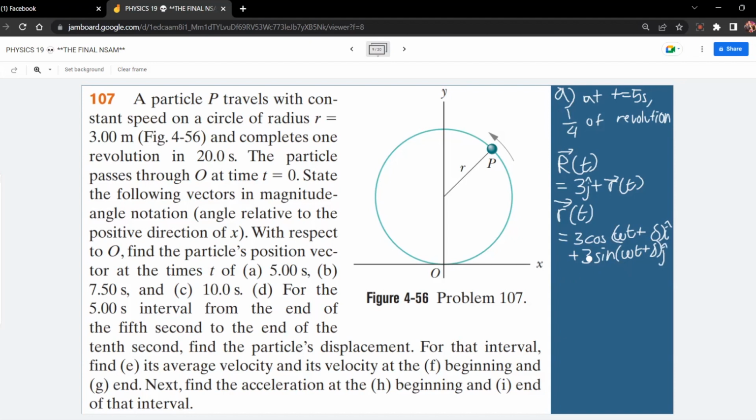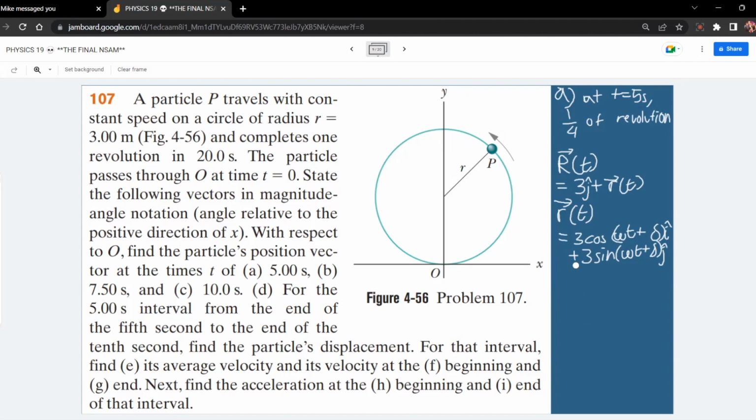Okay. Ngayon, before we continue, kaya ganyan yan kasi yung vector ng r of t, that's yung origin na pinipili natin dyan is yung center ng circle. Tapos, yung form na 3 cosine omega t plus delta, 3 sine omega t plus delta, nandyan yan para i-guarantee na it's on the circle, and then you choose delta para maset kung nasaan yung particle at t equals 0.